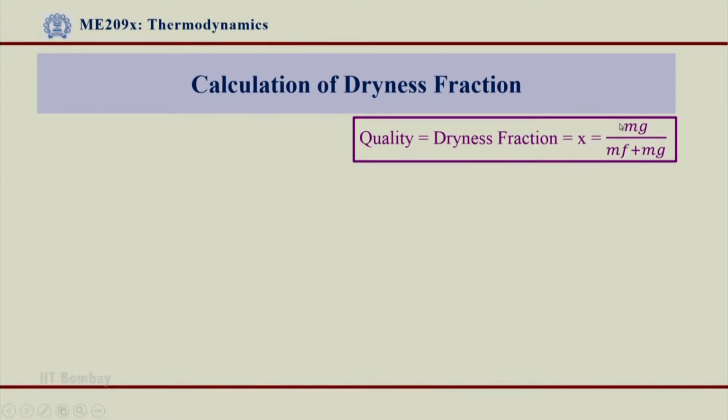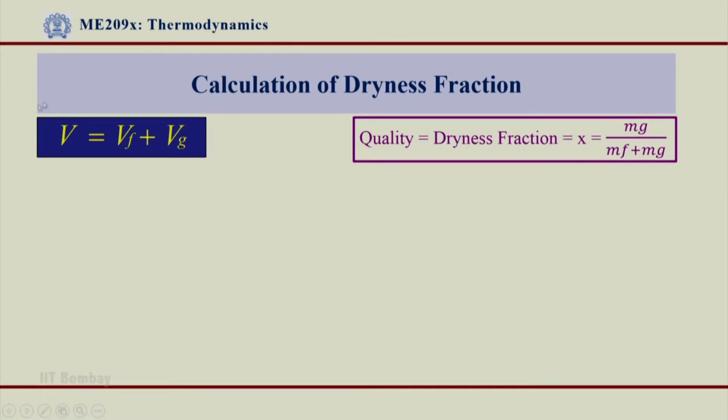the mass of vapor to the total mass. The definition should be absolutely clear. Now, let us look at any two-phase mixture which has got some vapor and some liquid, saturated liquid and saturated vapor. That is a two-phase mixture that we will have, which will lie on the saturated liquid vapor line.